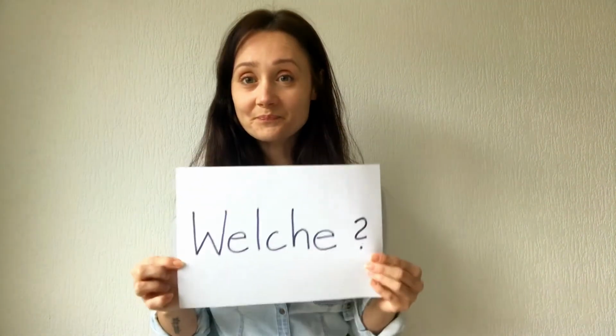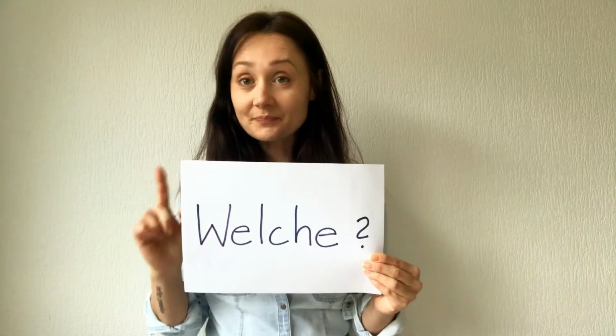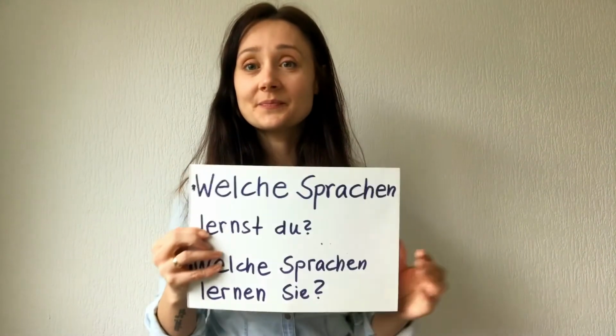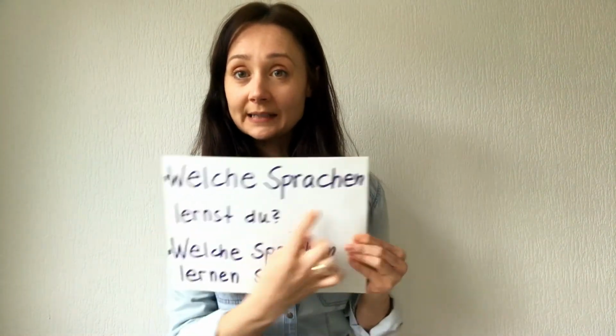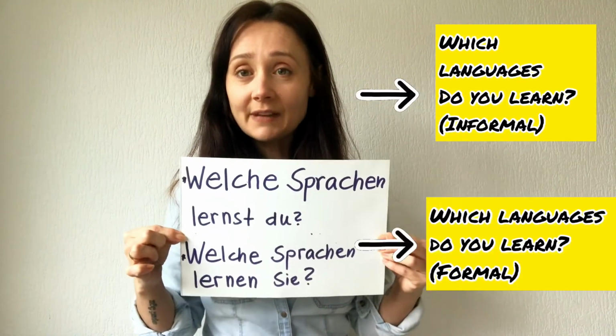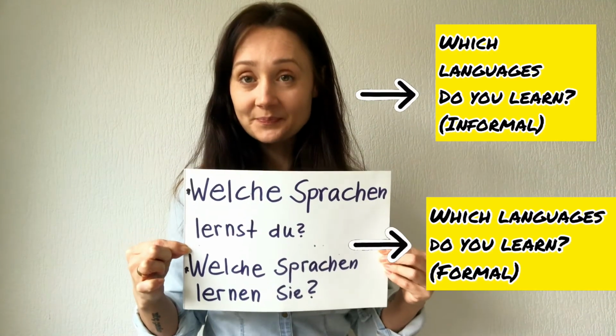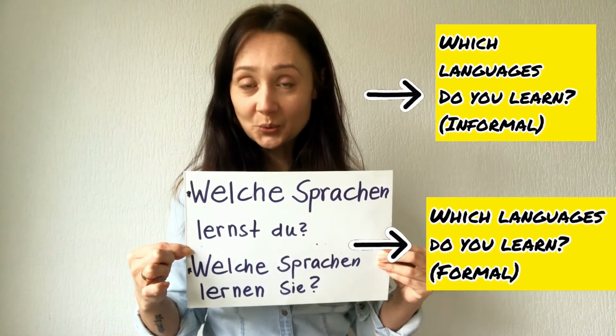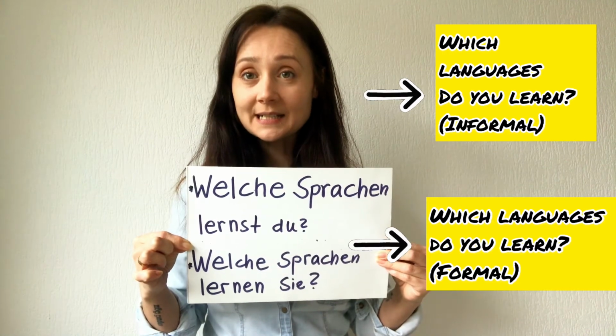Now the final one is, how do you ask a person, what language do you learn? Welche? Again, we have to use this W question word. And then we can say, welche Sprachen lernst du? That's the informal. And welche Sprachen lernen Sie? Welche Sprachen lernst du? Welche Sprachen lernen Sie? Got it? Now let's just summarize.